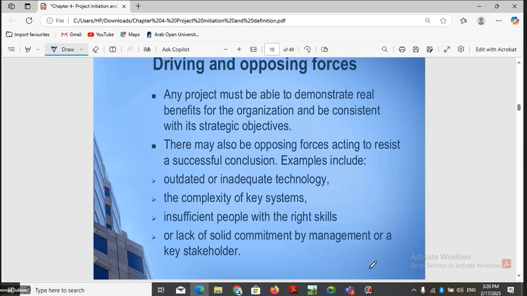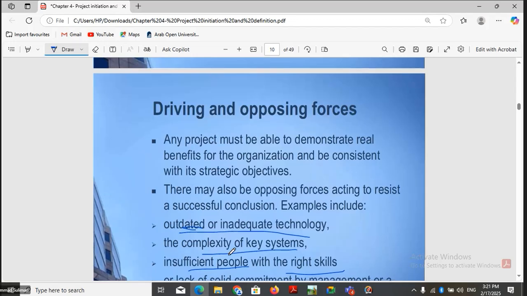Now, any project must be able to demonstrate real benefits for the organization and for the customers also, right? So there may also be opposing forces acting to resist a successful conclusion. For example, outdated and inadequate technology. So if the technologies that you want to use in the project are outdated, right? Also, complexity of the key systems, insufficient people with the right skills, right? To do the project, you need people with the right skills. If there are no people with those skills, or they are not experienced in those skills, they may not do the project. Then it is just an opposing force, right? This will fail the project. Or lack of solid commitment by the management or by the key stakeholders. This is also an opposing force.